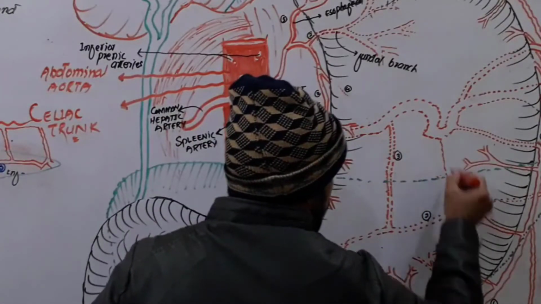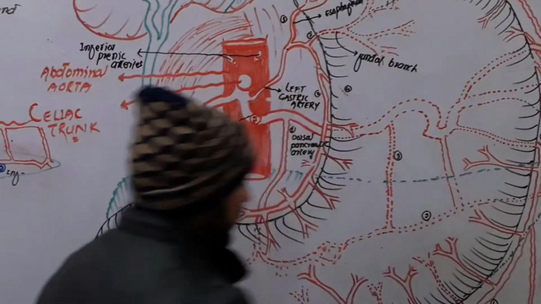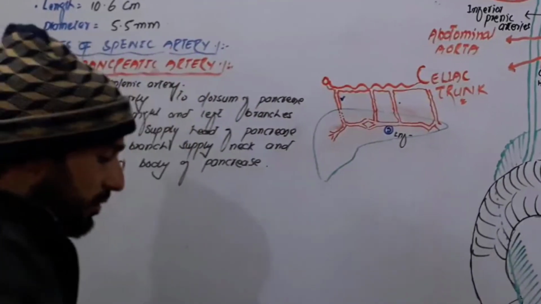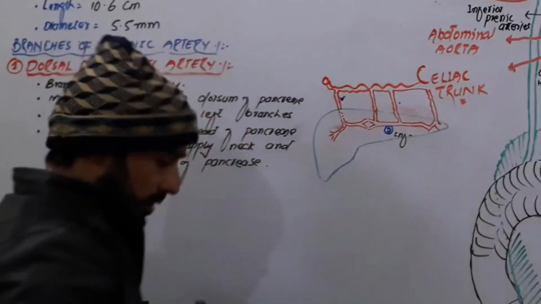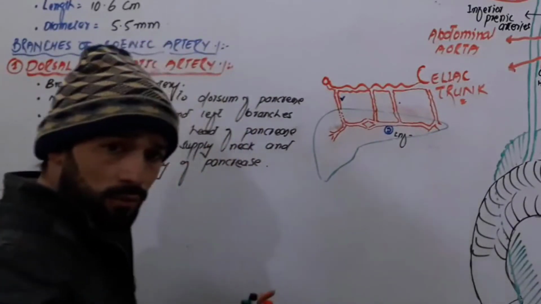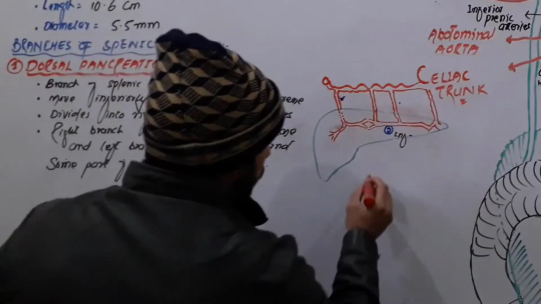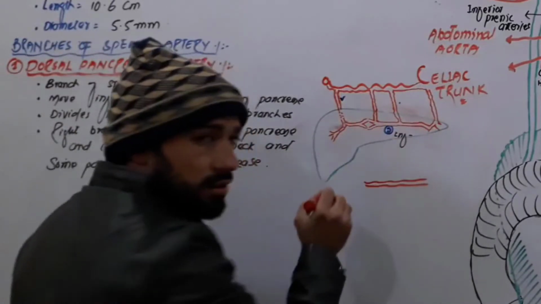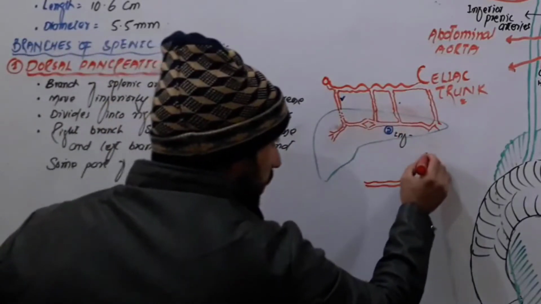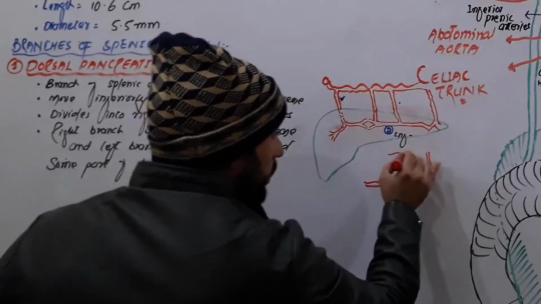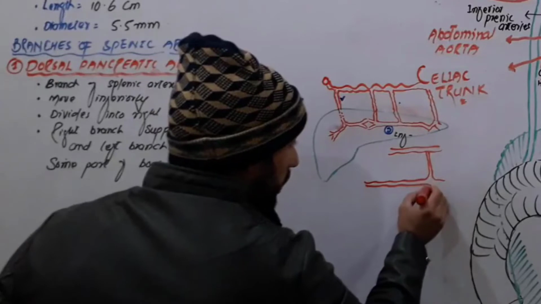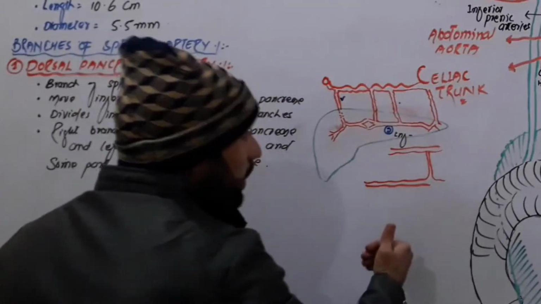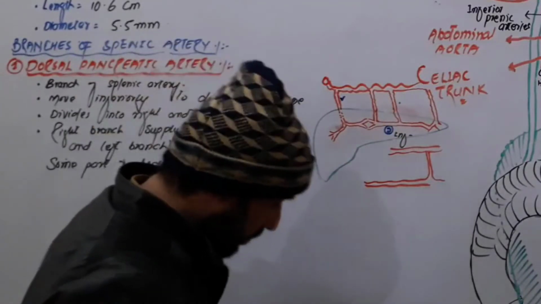Here is the branch which comes like this, right? This branch is called the inferior pancreatic artery, or we can also call it the transverse pancreatic artery, as it is present transversely. As I told you before, some books say that this transverse artery is a branch of the dorsal pancreatic artery, but some books say that this transverse artery directly arises from the splenic artery and moves in the body of the pancreas transversely.